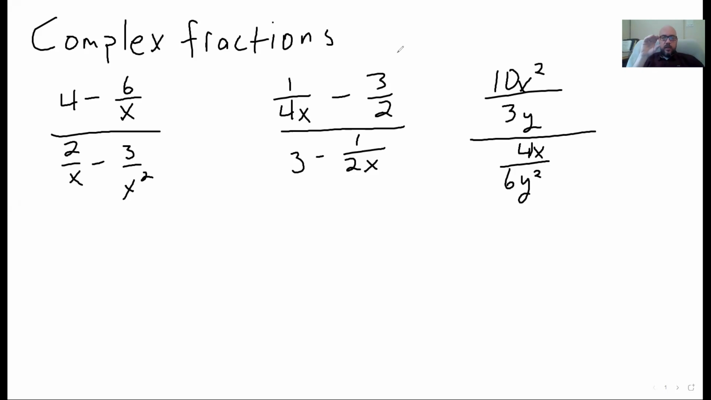A complex fraction is a rational expression that has rational expressions inside it, right? And you can take this to any number of levels. So here I've got this rational expression, right? It's a big fraction. But instead of having a polynomial over a polynomial, it's got a rational expression over a rational expression. So it looks like a giant mess.